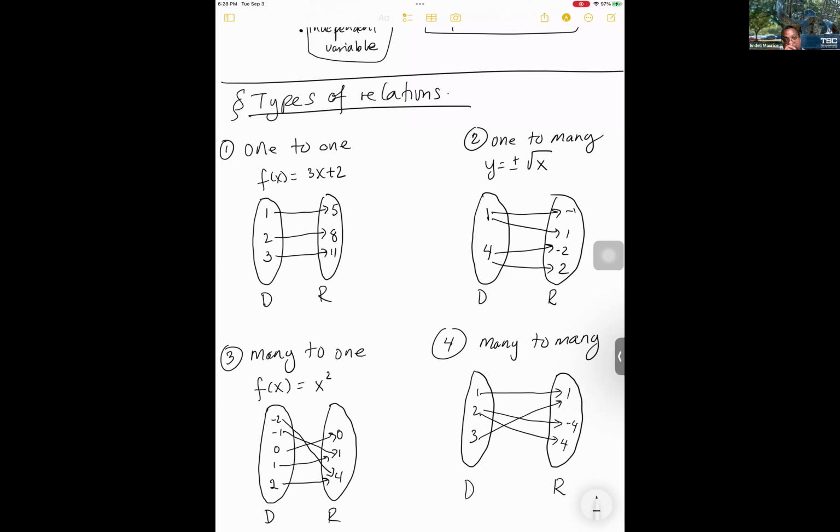You have a one-to-one mapping, where every element just gives us one answer. A one-to-many, where one number gives us more than one answer. A many-to-one, where several numbers end up on the same point. And a many-to-many, where you just have chaos. Anything reigns.